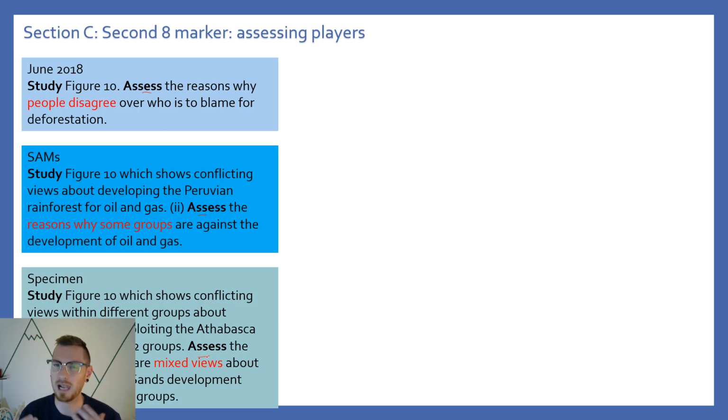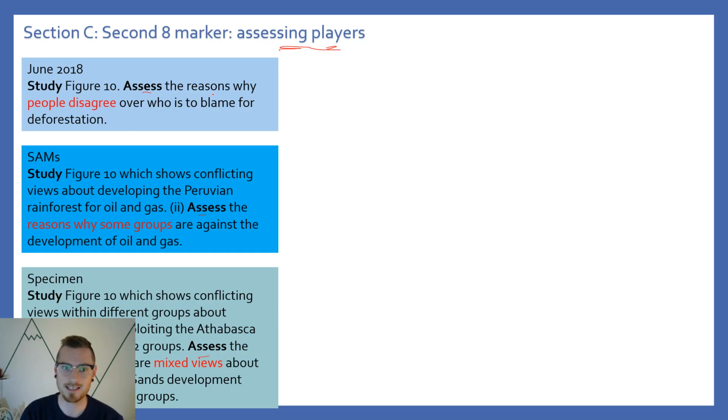And it's all been about players. So players are people, groups, organizations, individuals affected by whatever we're studying. They're involved in the issue. They have an opinion on it. So far, it's all been about assessing players.